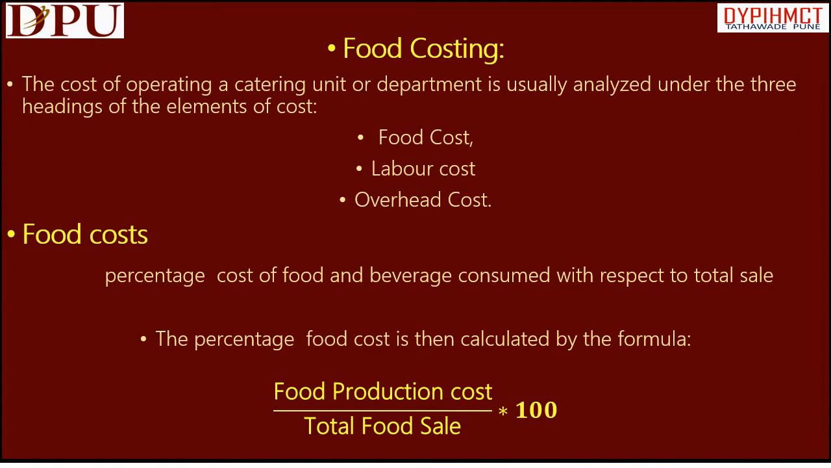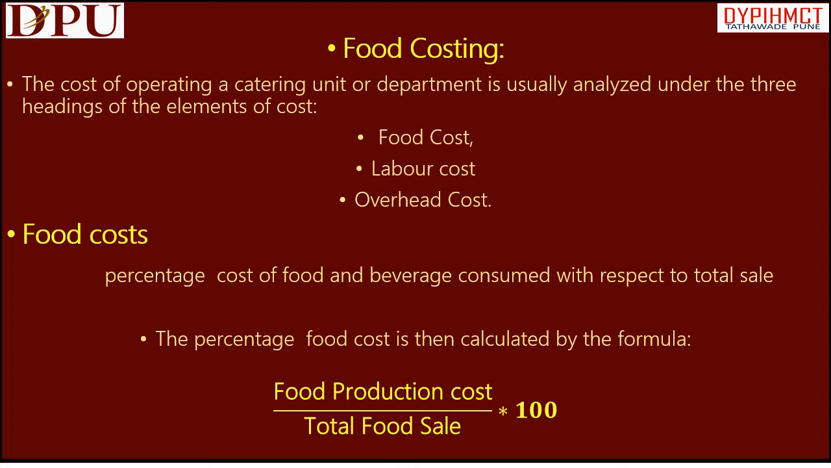Now, we will learn about costing. The cost of operating a catering unit or department is usually analyzed under the three headings of the elements of cost. First, food cost, second, labor cost, and third, the overhead cost.